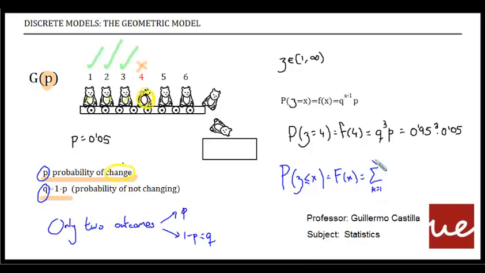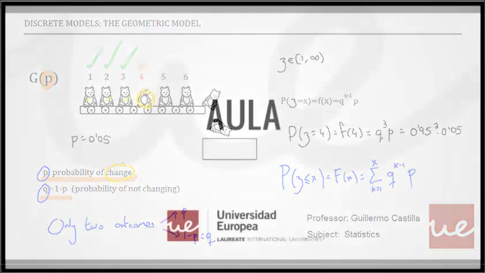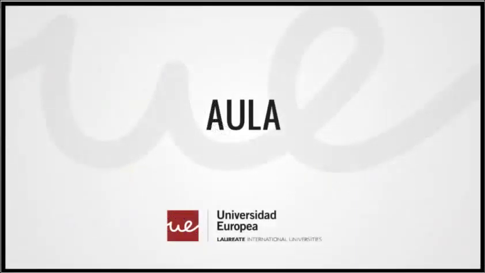Evidently, these probabilities can be calculated through a distribution function like this capital F I'm writing here, which is the probability of chi being smaller or equal than x. Again, it's the summation from k equals 1 to x of q to the power of k minus 1 times p.